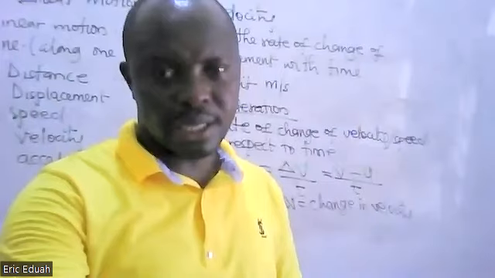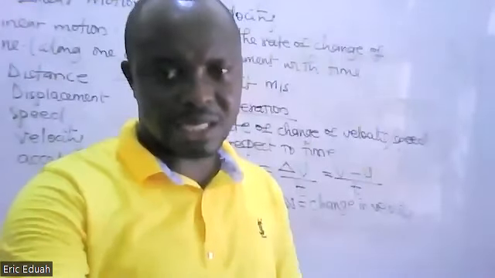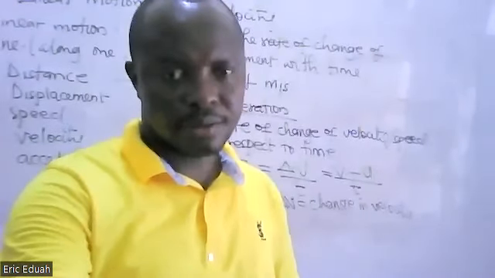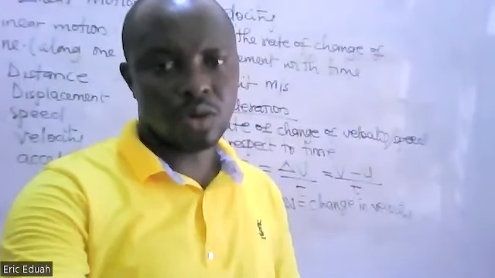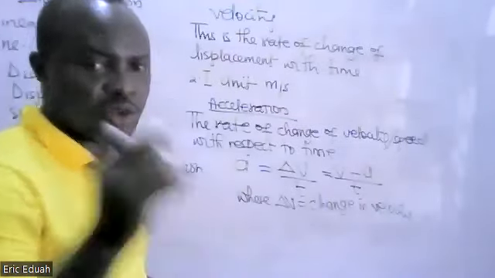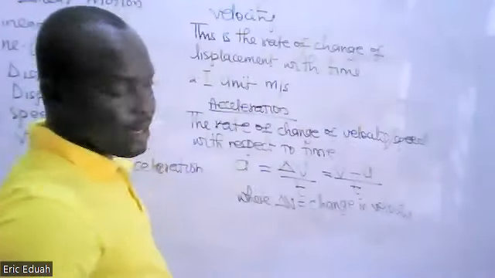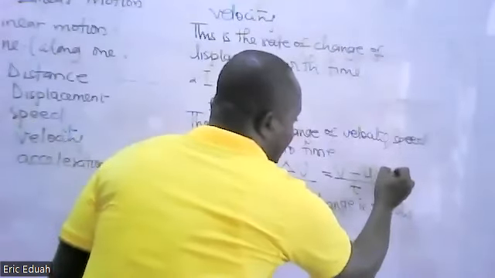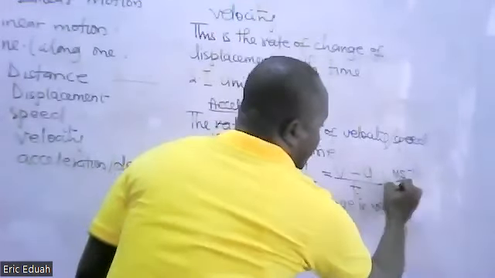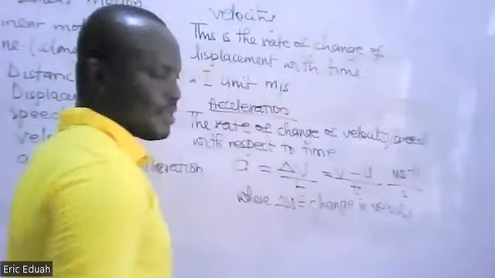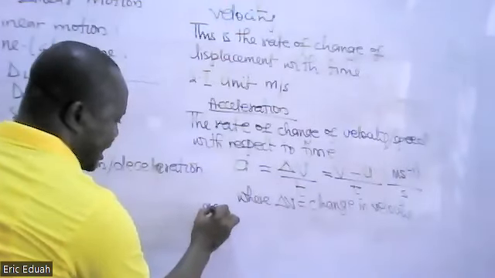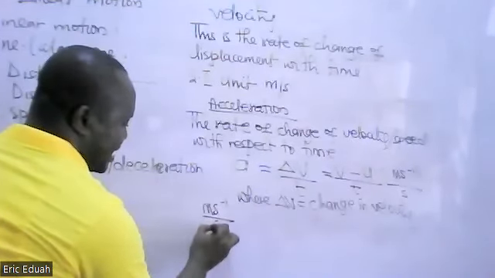Anybody to help us derive the SI unit of acceleration? Okay. Meter per second square. So the SI unit is this. Look at it. The SI unit of velocity is meter per second. The SI unit of time is second. So we have meter per second divided by second.